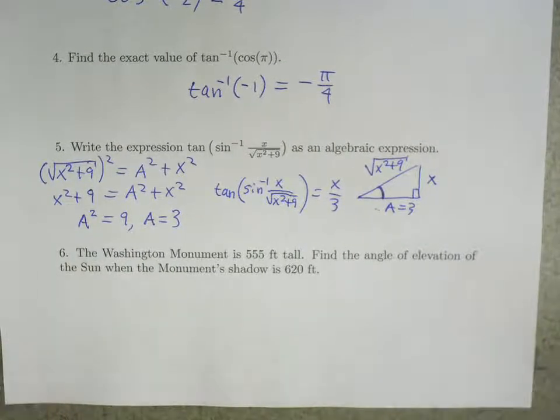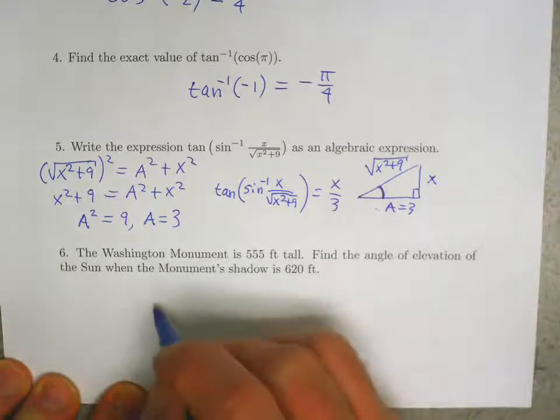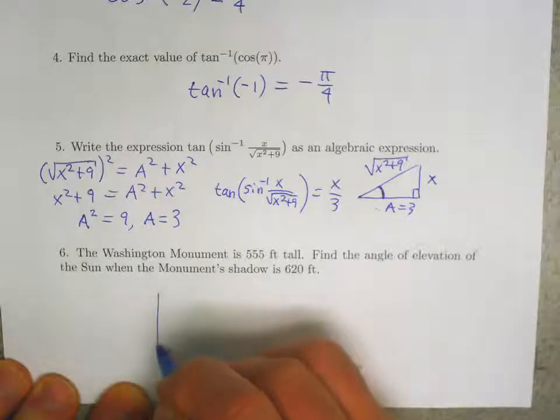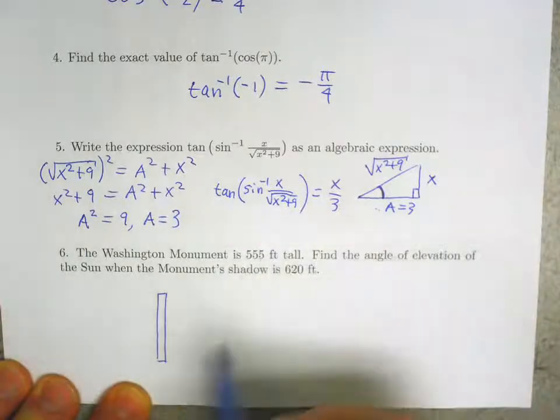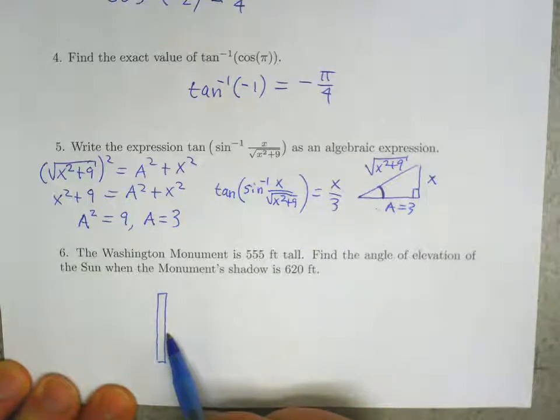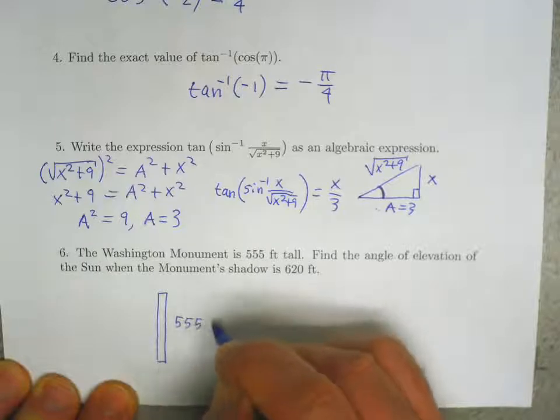Okay, and the next problem, the Washington Monument is 555 feet tall. Find the angle of elevation of the sun when the monument's shadow is 620 feet. So we can probably do this in our heads, but we'll draw a diagram. So suppose this is the Washington Monument and its height is 555 feet.